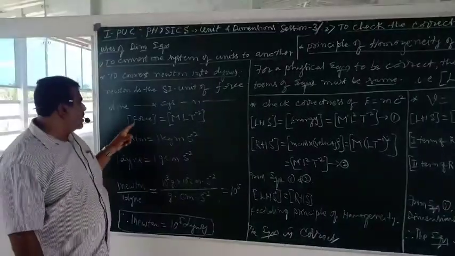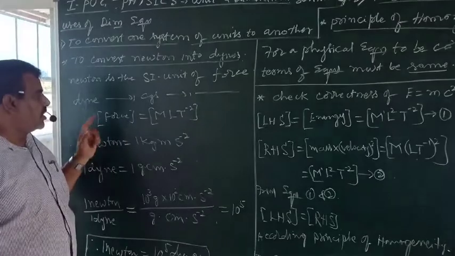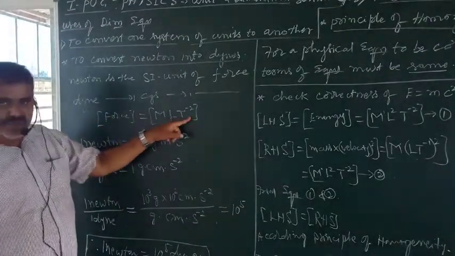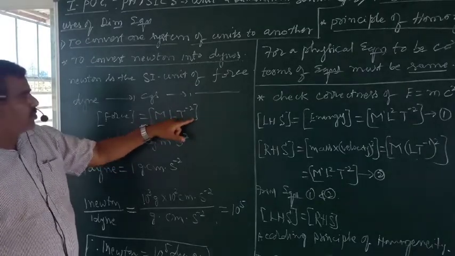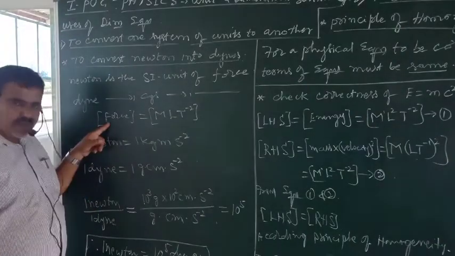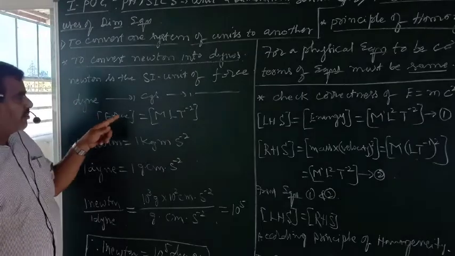Okay? We know that the dimensional formula of force plays a very important role in the conversion. Force is given by mass into acceleration, so MLT minus 2 is the dimensional formula of force. Things are very simple. It needs your involvement, make it very clear.